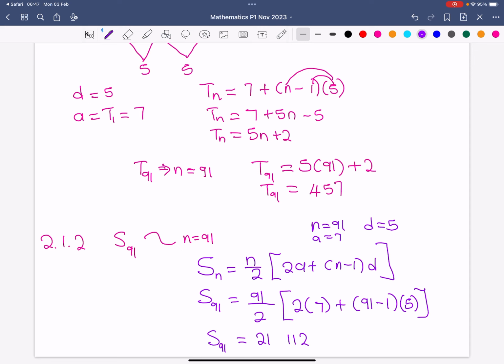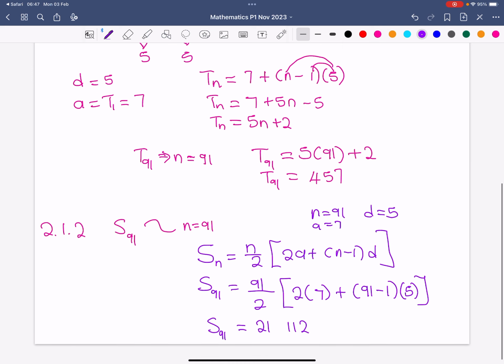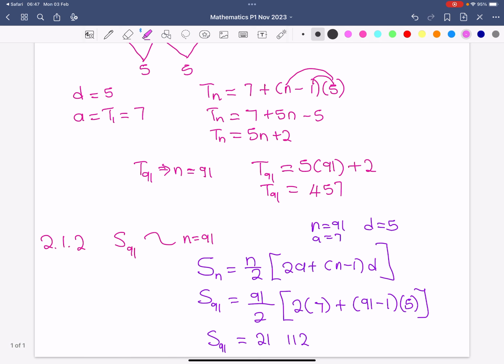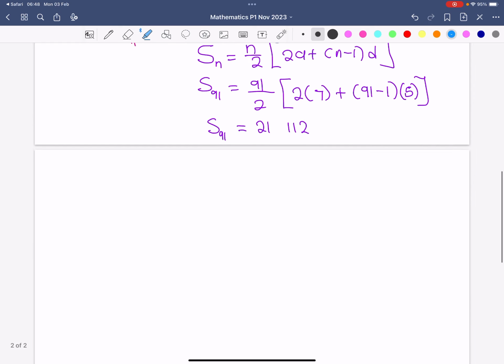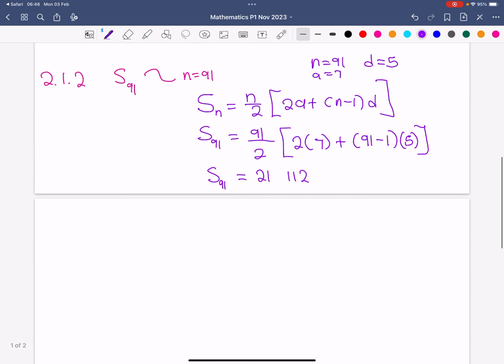There is another alternative way of getting this sum of 91 terms, because we already know the term on S91. So we can use the other formula that says, okay, Sn is equals to n over 2, and then multiply by a plus l.